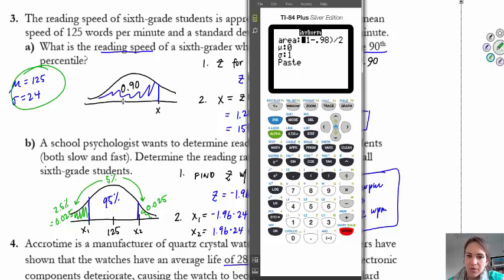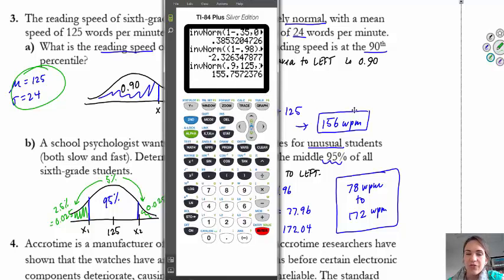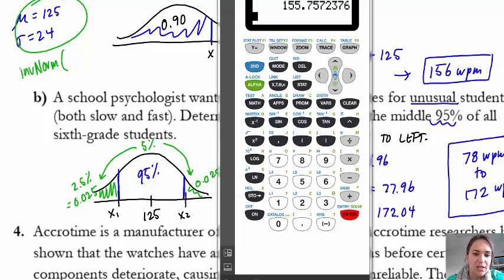So let's do this one where we want 90% of the students to be less than this one student. What's the cutoff? 0.9 will be to the left. The mean now is 125, and the standard deviation is 24. We have a cutoff value of 155.75, so 156 if we round. Same answer. That's from inverse norm. Area to the left, 0.9, mean 125, standard deviation 24, spits out exactly the answer we got by hand.